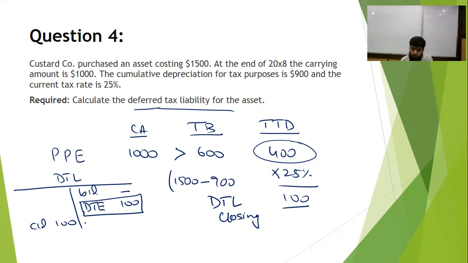Point number 1: the difference you have calculated, that is 400, is not a deferred tax liability, it's a taxable temporary difference. And point number 2: once you apply the percentage and arrive at the amount, it's not the deferred tax for the year. It's the deferred tax liability closing balance. You have to calculate the deferred tax expense for the year.